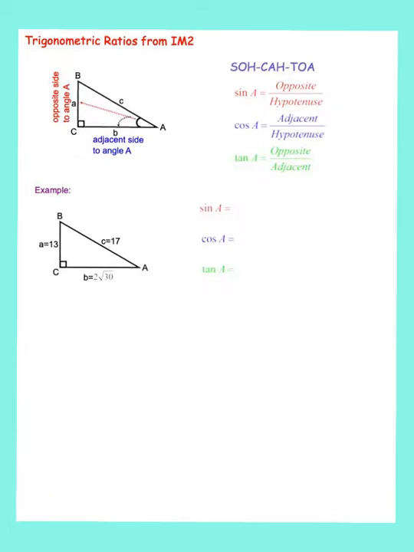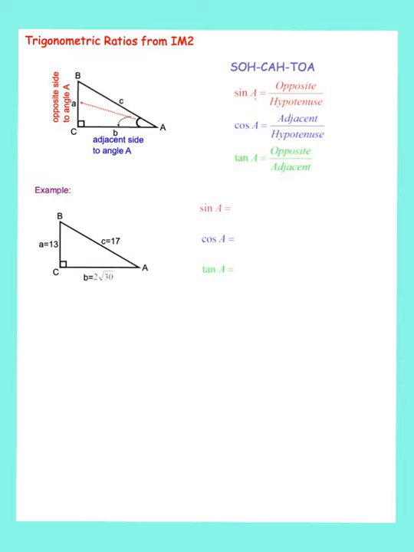On the third slide, we have the trigonometric ratios that you learned from Integrated Math 2. Many of you have probably heard of SOH-CAH-TOA, which refers to: the sine of an angle is opposite over hypotenuse, the cosine of an angle is adjacent over hypotenuse, and the tangent of an angle is opposite over adjacent.